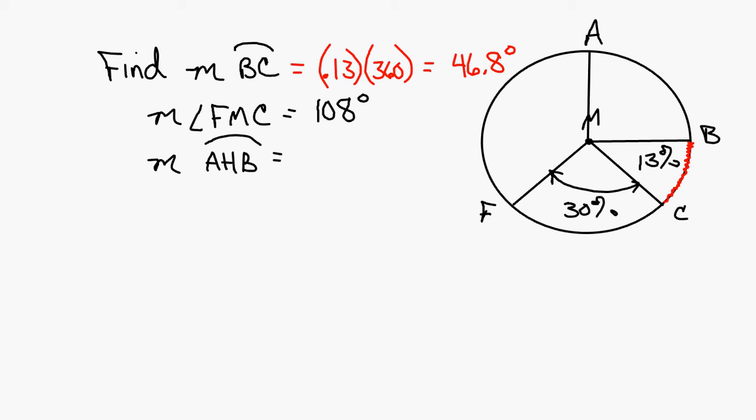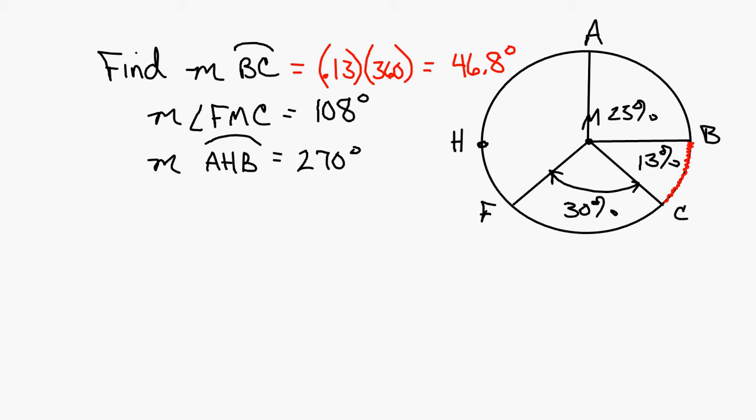So A, now they put the H in there because they want you to go through H on your way. H is over here somewhere. So it's this larger portion, isn't it? And this piece is 25%. So AHB, wouldn't that be 75% of 360? 270? All right, so 270 degrees.